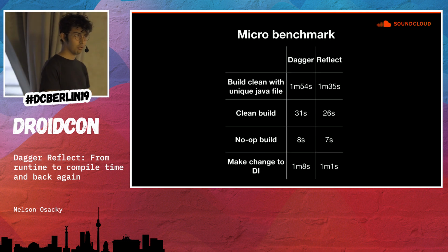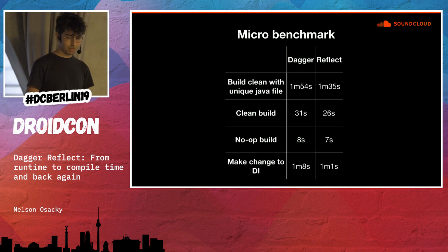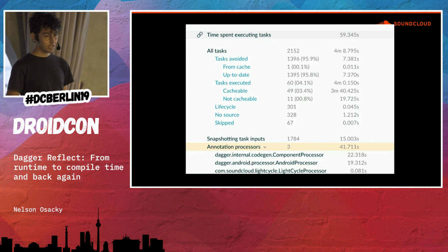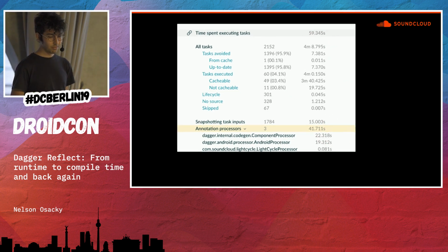Now these are just micro benchmarks, and it really depends on your project, where you're making the changes, how many things have to be recompiled, compile avoidance, incremental annotation processing, and so on. But where Dagger Reflect really shines is when you have builds where you're changing Dagger module configurations. So like the slide I showed earlier, this 60-second build that spent 41 seconds in annotation processing.